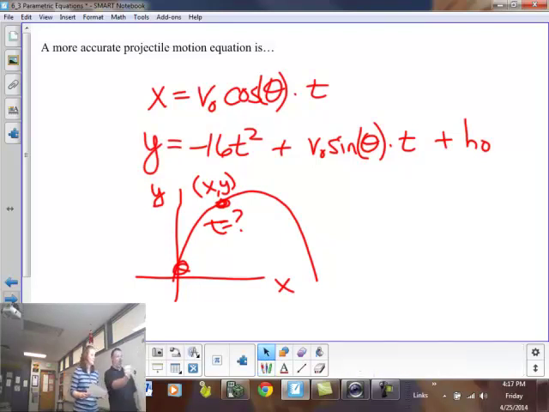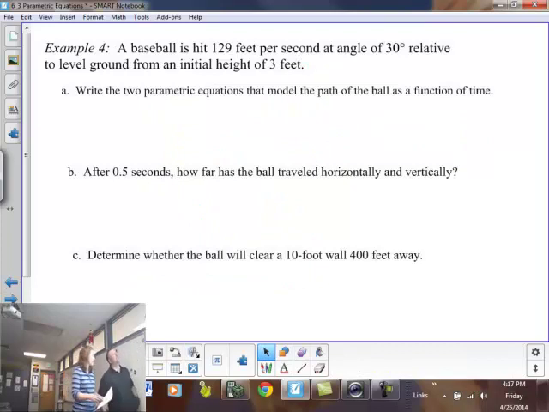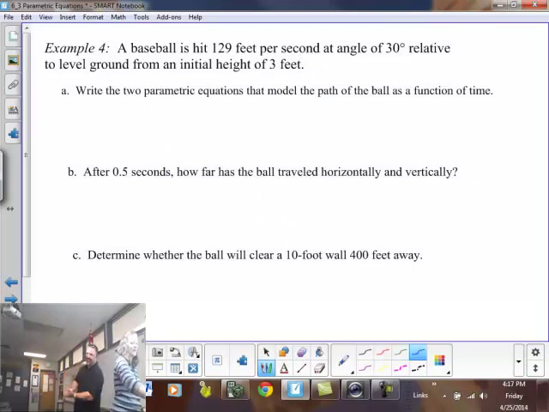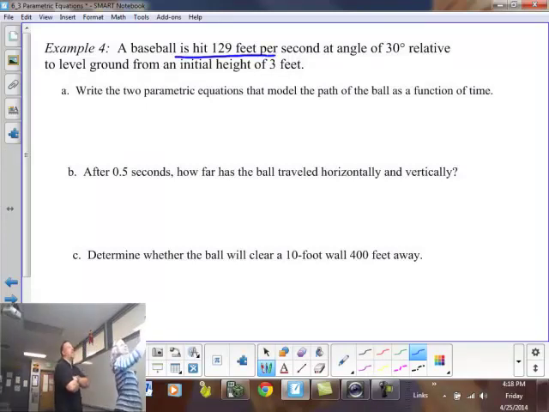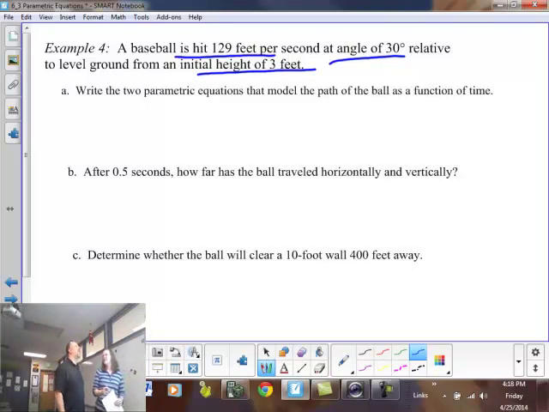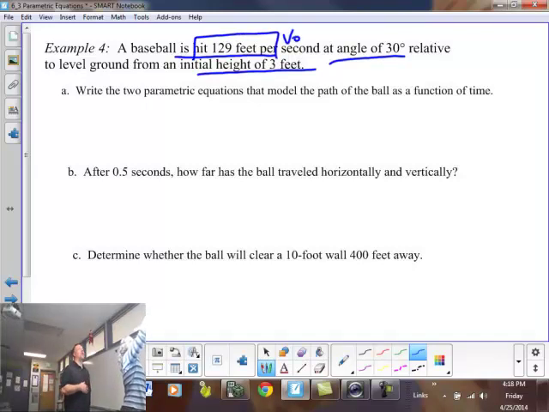Well, let's see how this problem's going to look. Let's try example 4. A baseball is hit at 129 feet per second at an angle of 30 degrees relative to the level ground, as opposed to the flat ground or just the ground. An initial height of 3 feet. Write the two parametric equations. All we're going to do is plug in 129 for v naught, 30 degrees for theta, and 3 for h naught, and we're going to repeat the equations that you have written right above here.